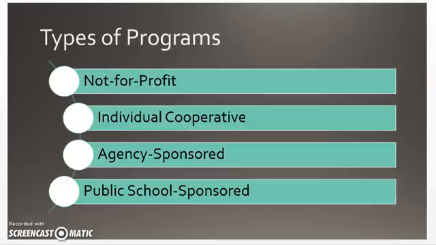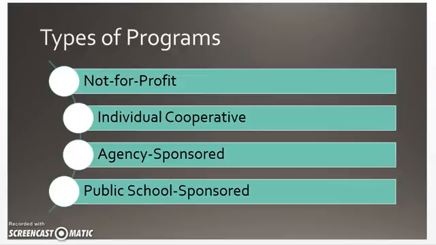Next, we'll talk about types of programs. So we'll talk about not-for-profit, individual cooperative, agency-sponsored, and then public school-sponsored in the first part of our program area. So individual cooperative programs are typically owned and operated by a group. Parents are expected to help in the classroom, usually has 1 or 2 paid staff members. Costs are kept at a minimum, and tuition is typically lower than other centers.